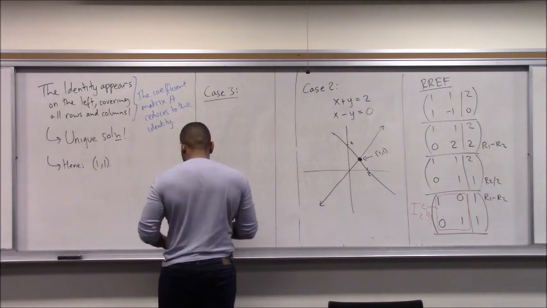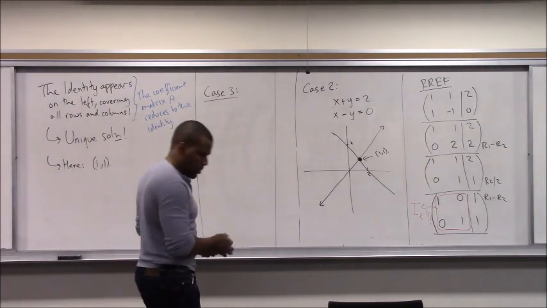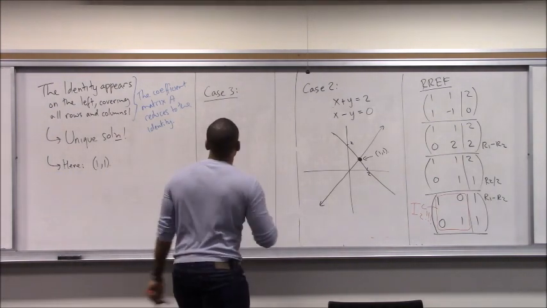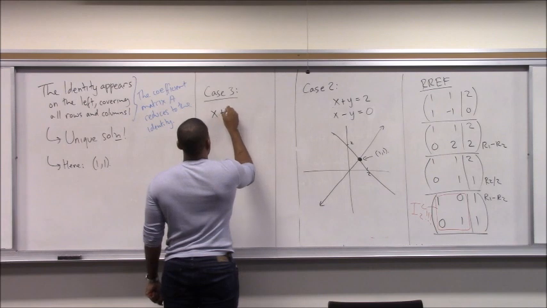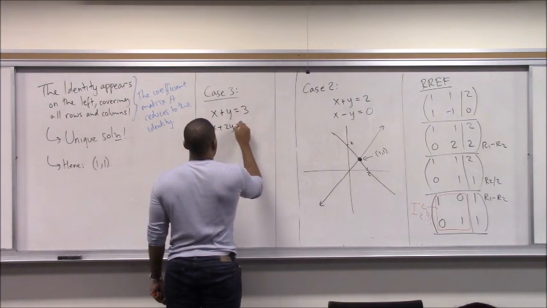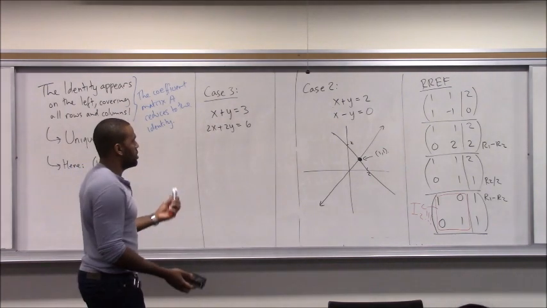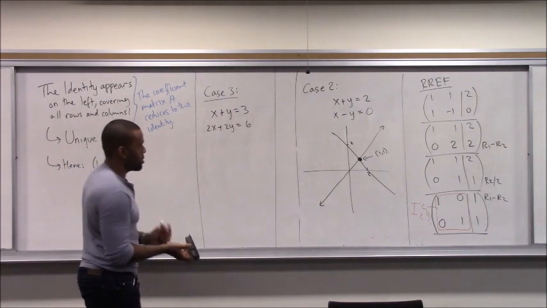Case 3 is simply when neither of those situations happen. What did I do here? So let's say I had x plus y equals 3, 2x plus 2y equals 6. Again, another silly example, but in 2 dimensions, there are only silly examples for this one.